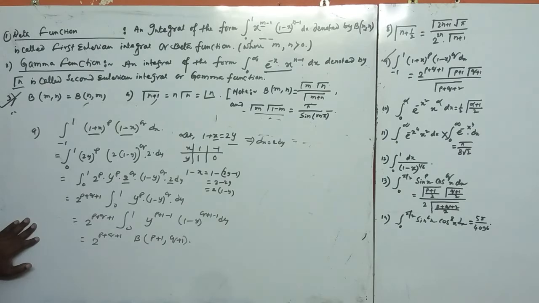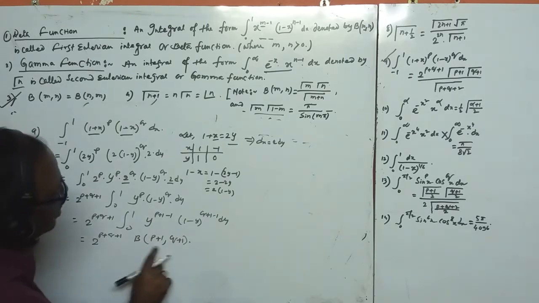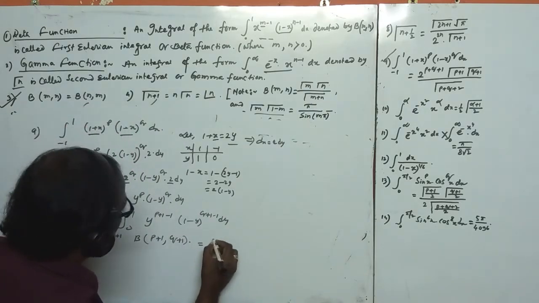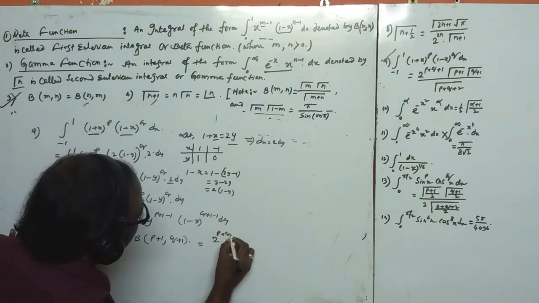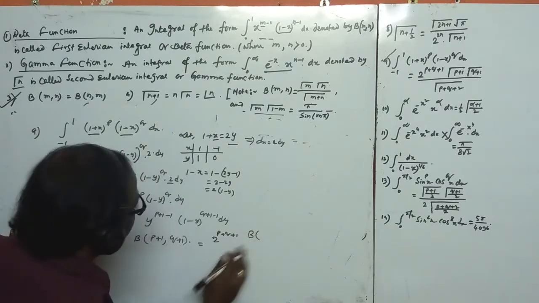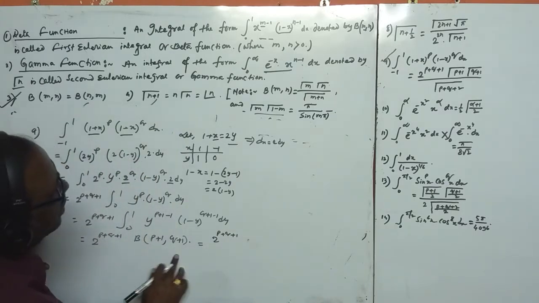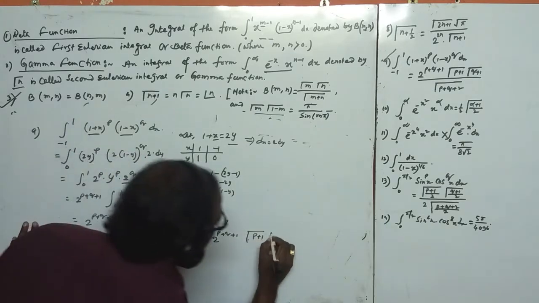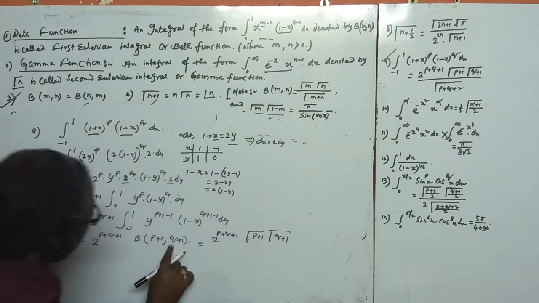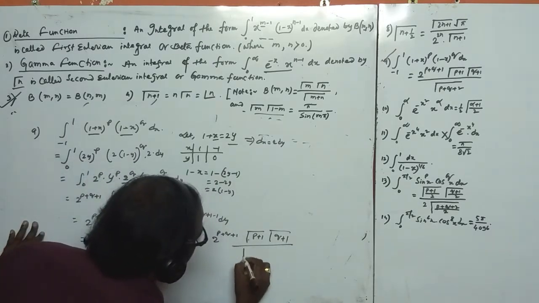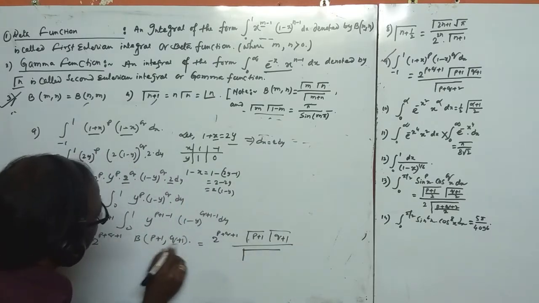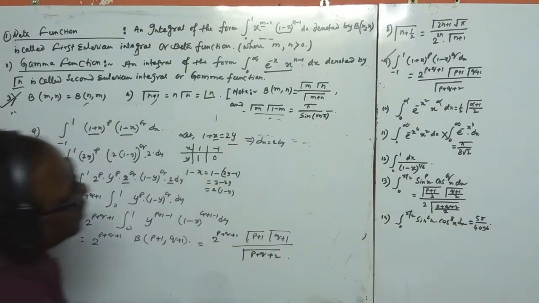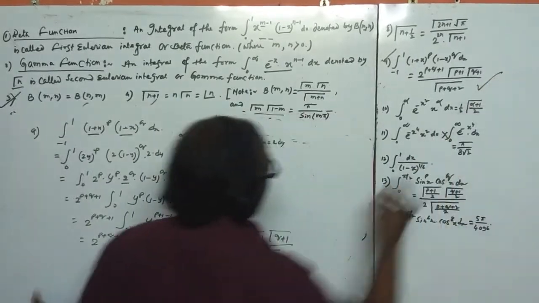Now this is the beta function B(m, n). We can write gamma m gamma n by gamma m plus n. So 2 to the power p plus q plus 1, and that is B(m, n), that is the formula. This is p plus 1, this is p plus 1, this is q plus 1, this is q plus 1, and the numerator and denominator part is here, they both sum: p plus q plus 2. That is your answer.